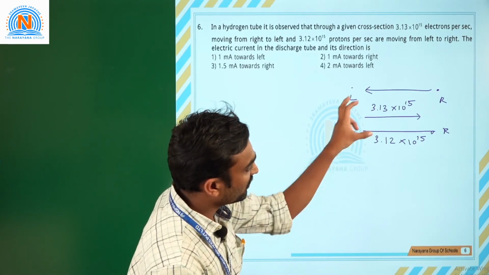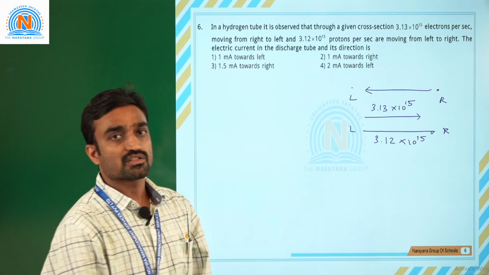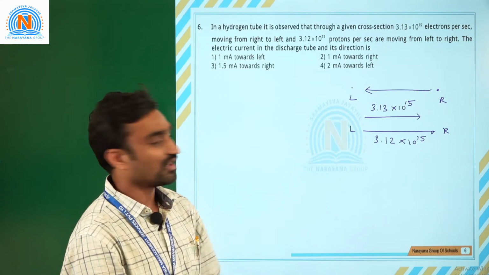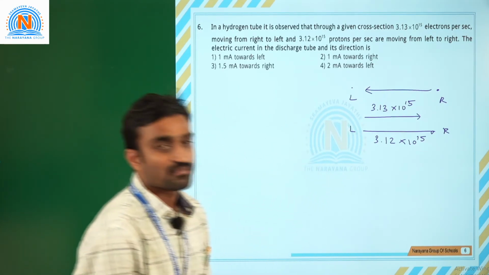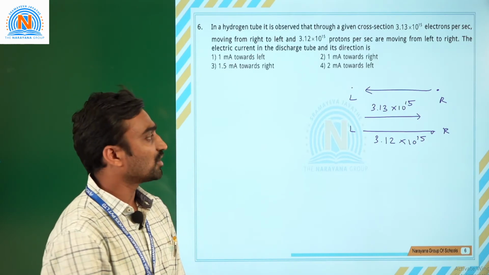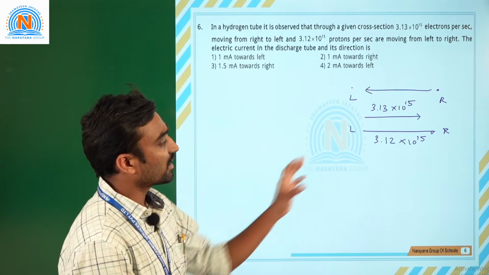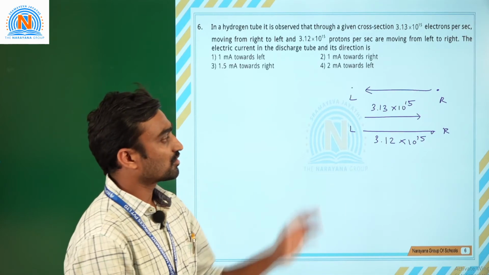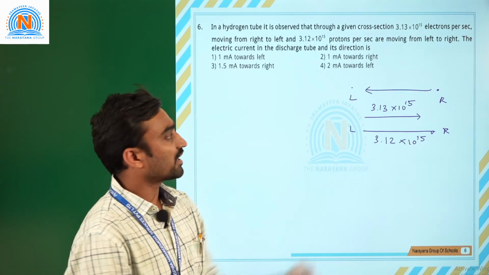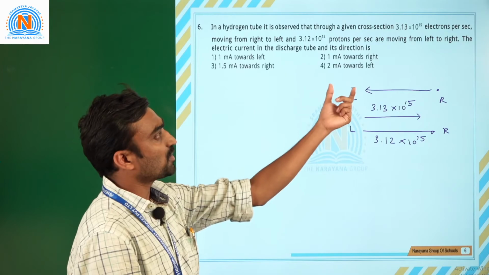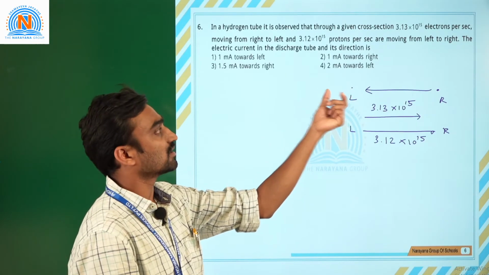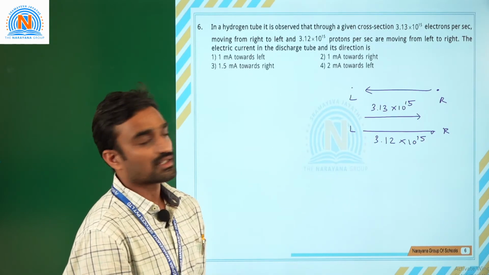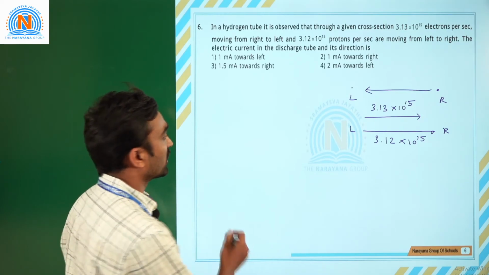Now what is the sum of net charge flowing? What is the sum of the charge or net charge flowing from left to right? So the net charge is flowing from left to right, therefore the direction of current is left to right. So the total current is moving towards right. Therefore we have solved the first part of the question, that is the direction is from left to right. Next we will find the magnitude of the current.